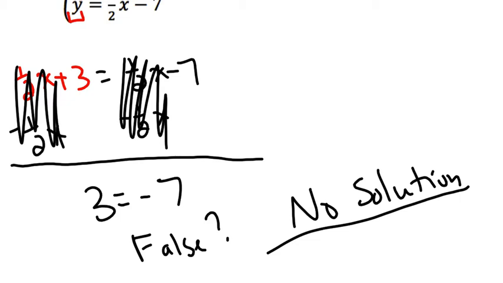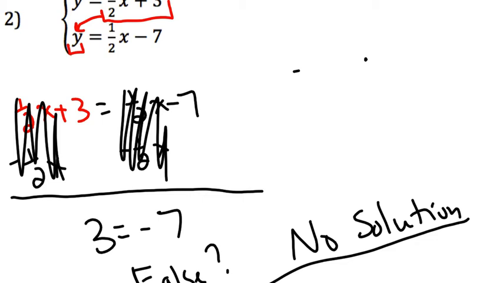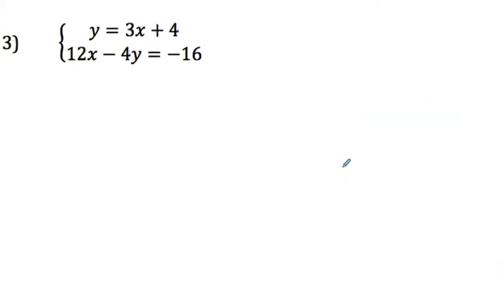No solution. Now, what this means in terms of the graph is if we were going to look at the graph of this, that would mean that these two lines are parallel. We would have 1/2 x plus 3, which would look like this, and we would have 1/2 x minus 7, which would look like this. But those two lines are parallel. They never intersect, so there's no solution. All right, let's move on to the next problem now, number 3.